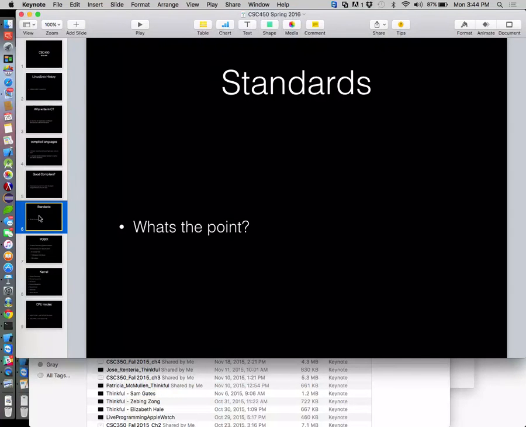So that's why we have standards. What does standards mean for an operating system?